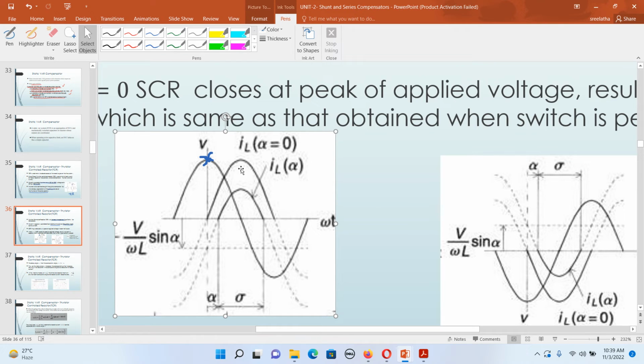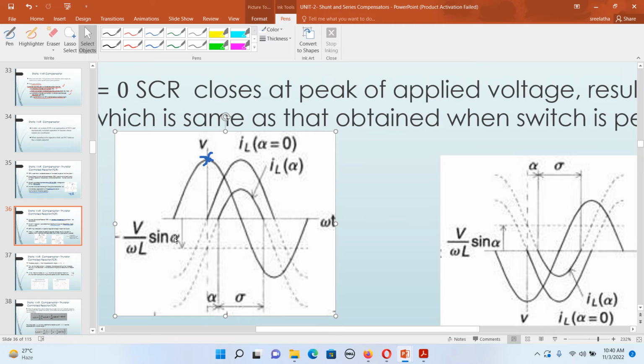But what happens if we give a firing angle of alpha, let's say it can be anything like 20 degrees, 30 degrees, 60 degrees. Let us assume we took 30 degrees. Now our current will be low, and the conduction time is also low. This is how it happens. And this value is given by V by the impedance, how much impedance we change, V by omega L sine alpha.